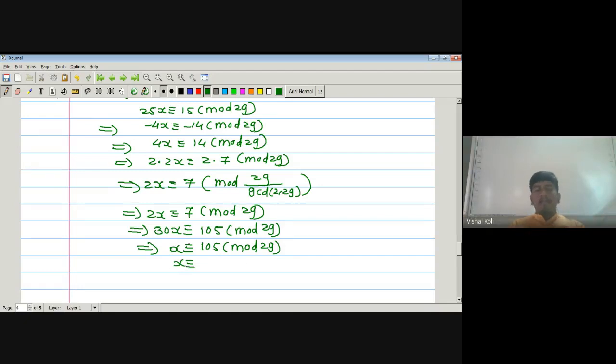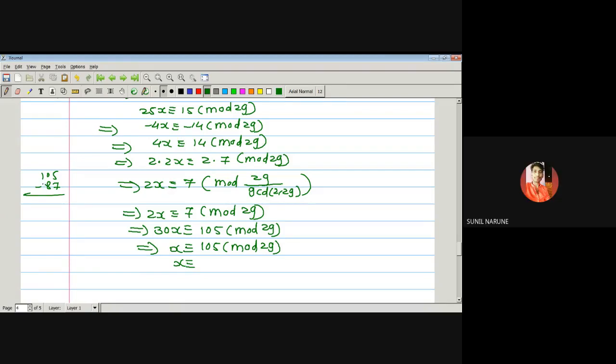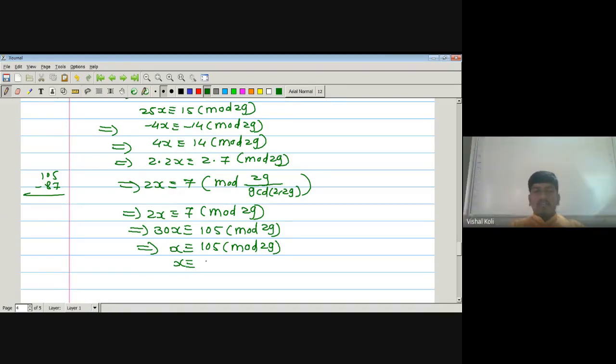Divide 105 by 29, then the remainder will be 29 into 3, 87. Correct? And 29 into 4 is nothing but I think somewhat 116, which is above 105. Therefore, we have to subtract 105 minus 87, which will be 18, which is congruent to 18 modulo 29. Therefore, here we get the value of x as 18.